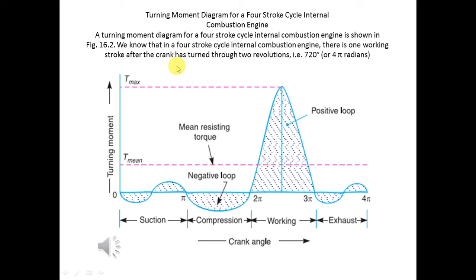Now this represents the turning moment diagram for a 4-stroke cycle IC engine. As you can see, this is the positive loop, these are all the negative loops, and the positive loop happens usually during the working stroke. We saw in the previous diagram about the suction, compression and the working stroke. During the working stroke a positive loop occurs in this area, and this is the exhaust, that is during the exhaust stroke.